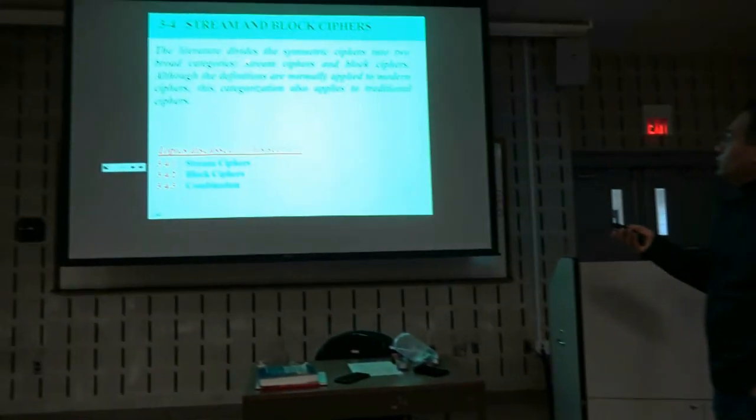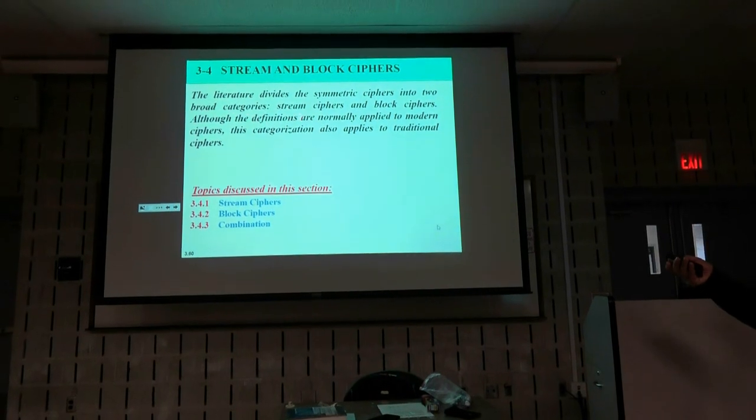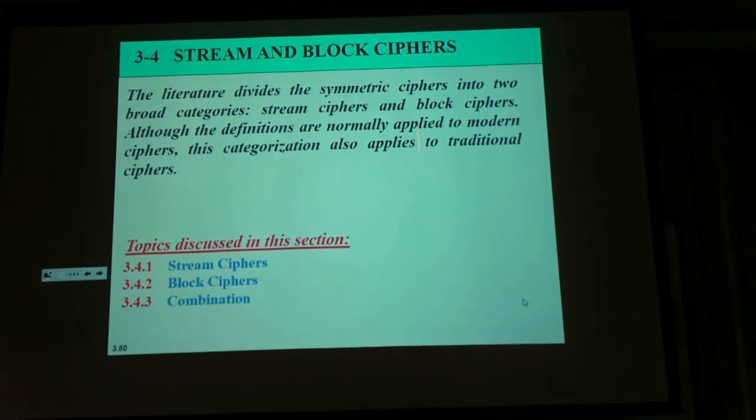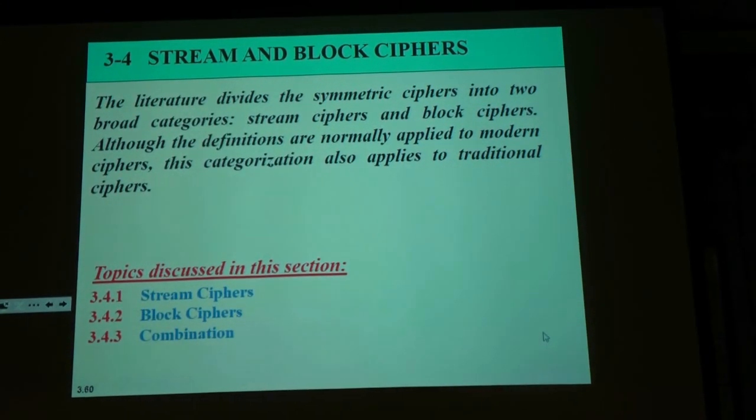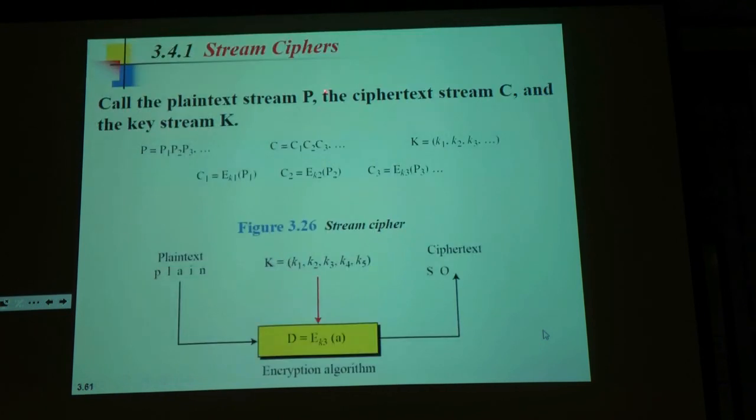So the literature divides the symmetric cipher into two broad categories: stream ciphers and block ciphers. Although the definitions are normally applied to modern ciphers, the categorization also applies to traditional ciphers. So let's start with stream ciphers.